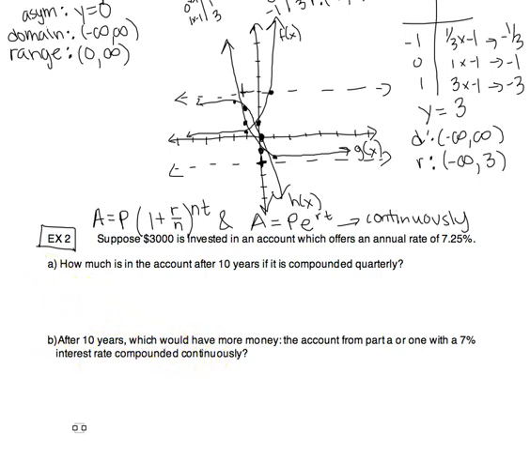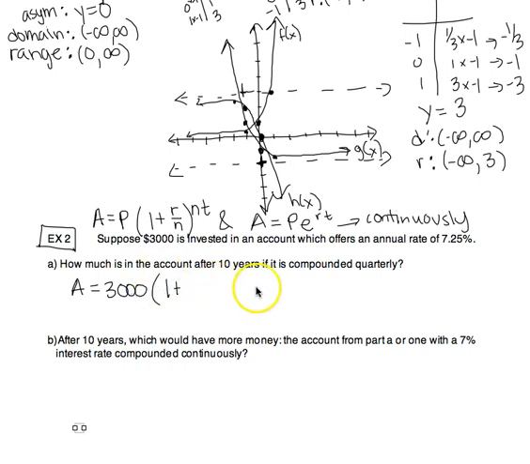Okay, so first thing we need to do is figure out how much is in the account described after 10 years if it's compounded quarterly. So we're investing $3,000. The rate is 7.25%. So when I go to fill things in, how much is in the account is what I'm trying to find. So that's my A. P, principal, is the amount put in, so that's 3,000.